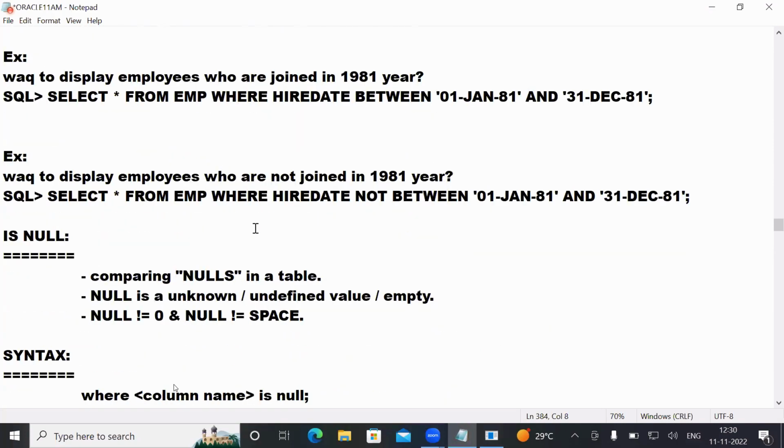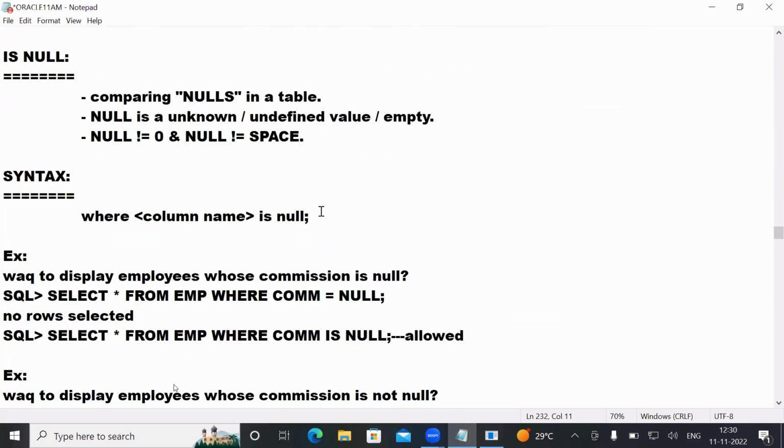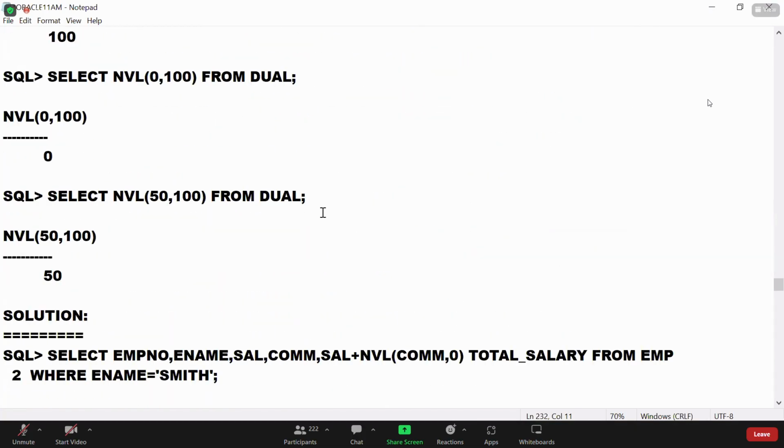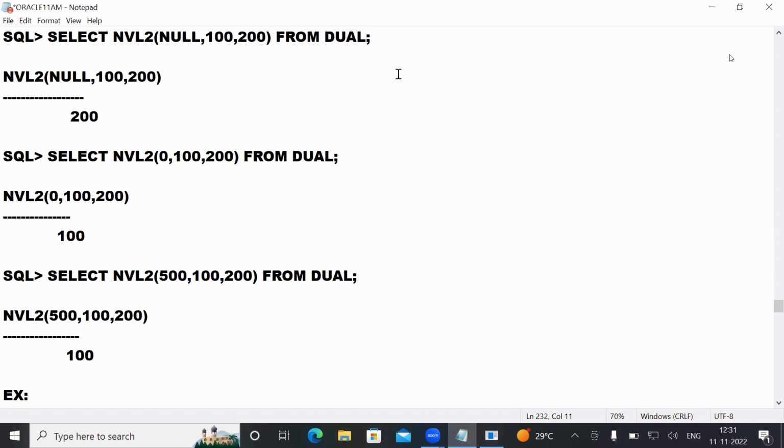And finally, the last one is LIKE. We will discuss this operator tomorrow. Tomorrow I will go for this: how the LIKE operator works in our queries. Understand now? Right, guys? And I'm uploading this entire set of notes.